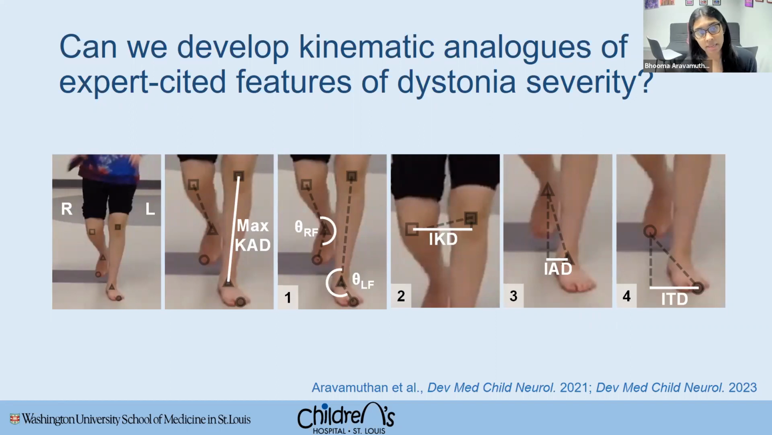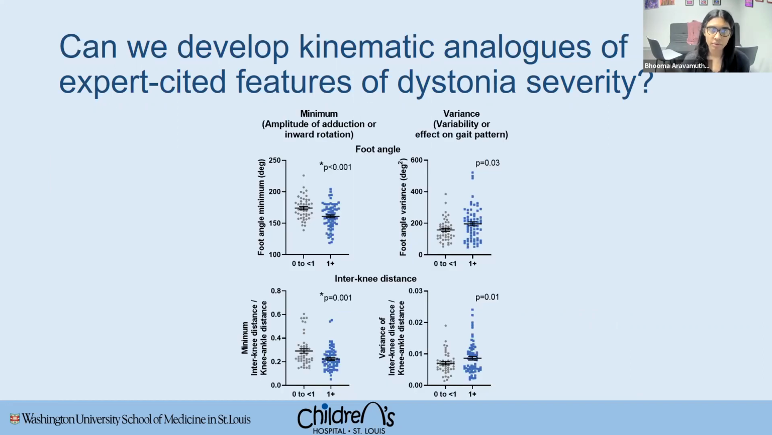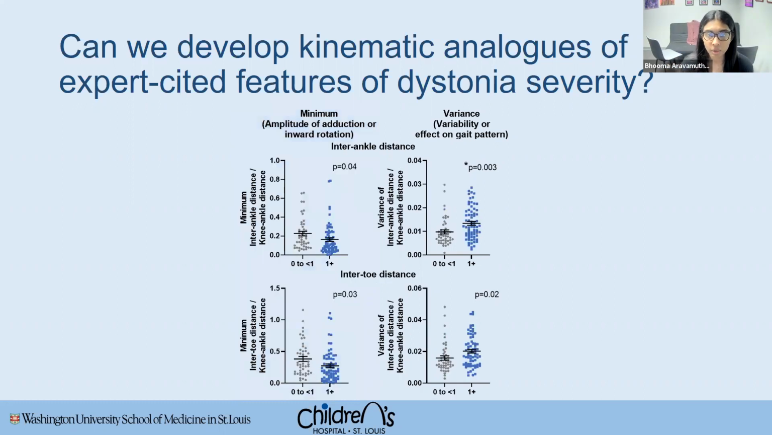We labeled and calculated a wide variety of metrics across the body that you can see laid out here. And what we found was that there were a few key features that appeared to correlate best with the presence of dystonia, which is here in blue, compared to the absence of dystonia, which is here in gray. And you see the foot angle minimum, so how close the foot comes into midline, inter-ankle or inter-knee distance minimum, so how close the knees come together in midline. And then across other variables, specifically the variability of inter-ankle distance, so how variable the feet come in together. These were all features that were significantly different between people with dystonia compared to people without dystonia.